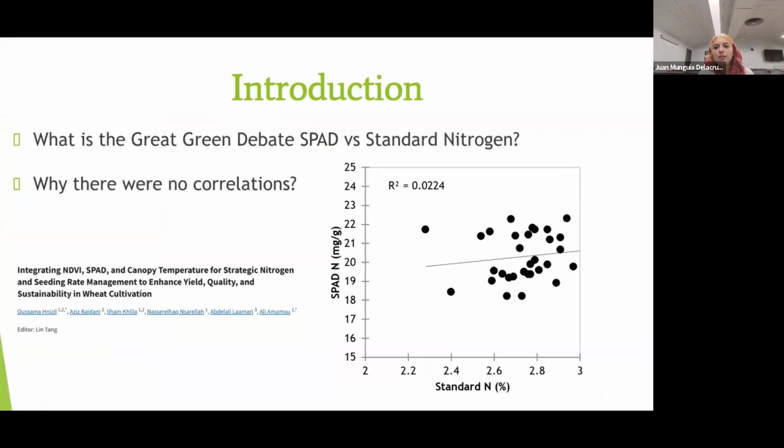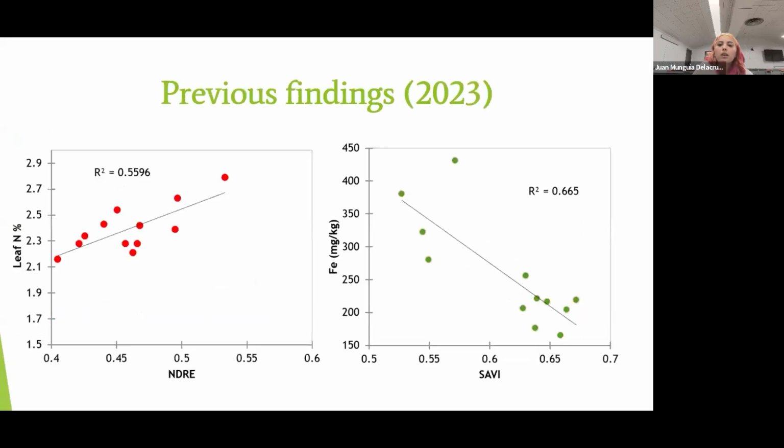So what is the green debate? SPAD versus standard nitrogen. Previous research has shown that there was no correlation between standard nitrogen testing and SPAD testing. As you can see on the graph on the bottom right, we have no correlation and a low R value, which leads us to the question, why is there no correlation?